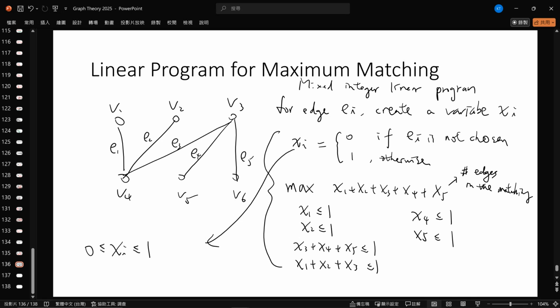Yeah, so the nice property about this linear program is that the solution is integral. What do I mean by this? If you solve this problem and find the optimal solution, then the optimal solution, all these x, will magically become integers. So this is one nice property about this linear program.